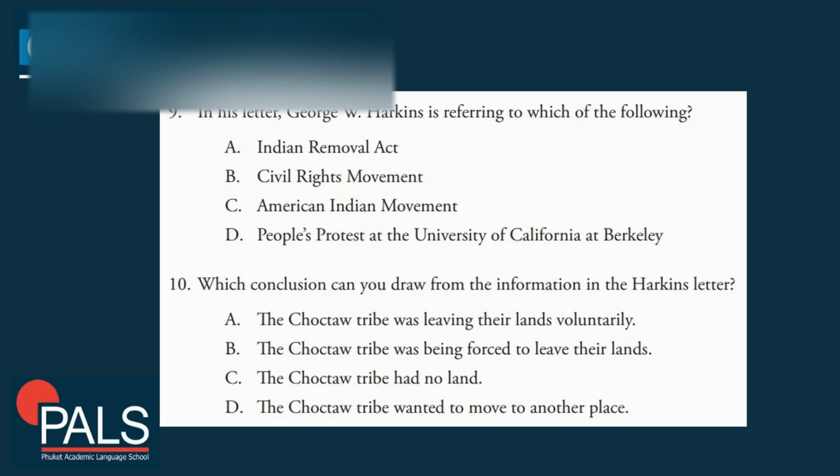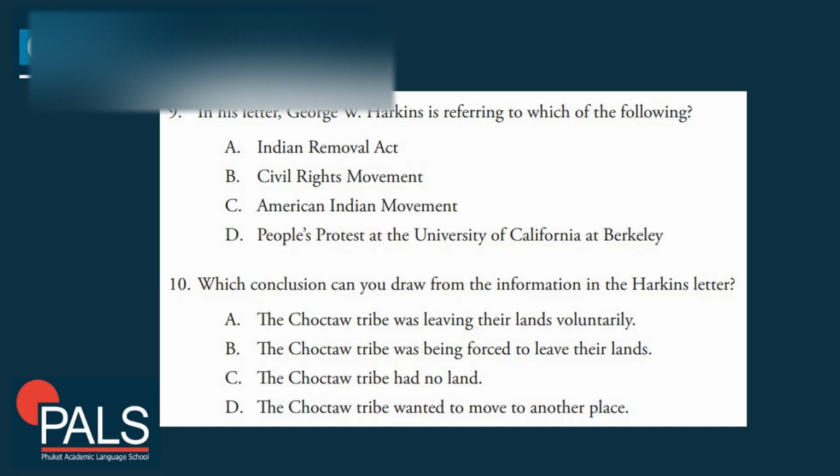If we look through the questions, A through D, Indian Removal Act, that's about Indian tribes, could be right. B, the Civil Rights Movement, if you've been studying the U.S. history, you know that's about a century later. C, American Indian Movement, seems possibly right. D, People's Protest at the University of California at Berkeley, I don't even know. I doubt this university was even founded by this date, 1832. So we're left with A and C. If you've done the historical study, you can get your 50-50 chance right. Indian Removal Act was way before the American Indian Movement, which is a protest movement in the 1960s.